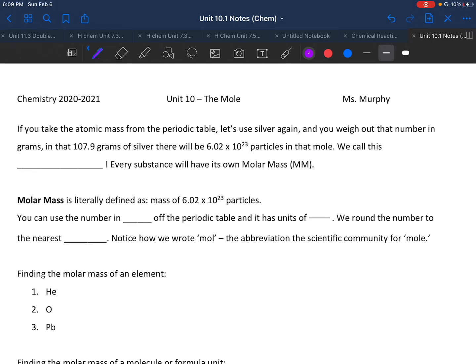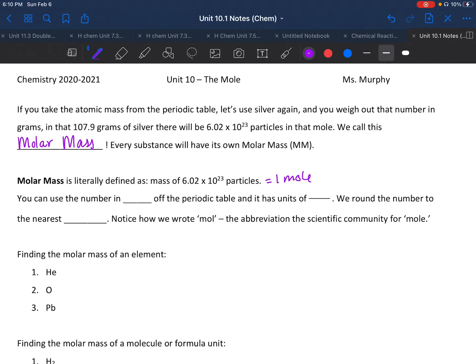Talking about the atomic mass, we're going to use silver as an example. And again, we say that there are 107.9 grams of silver. We will have that 6.02 times 10 to the 23rd particles. So we call this molar mass, which hopefully you guys think is named well because it's the mass of 1 mole of substance. Every single substance has it, and it's all based off the numbers off the periodic table. So molar mass is defined as the mass of that many particles, which obviously is the mass of 1 mole. And so you are going to be using the number in red off the periodic table.